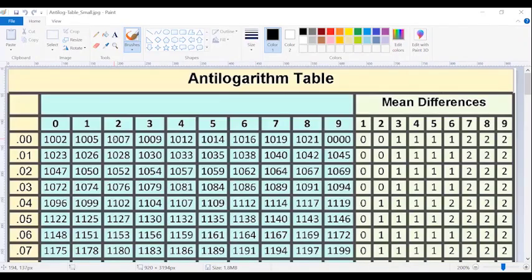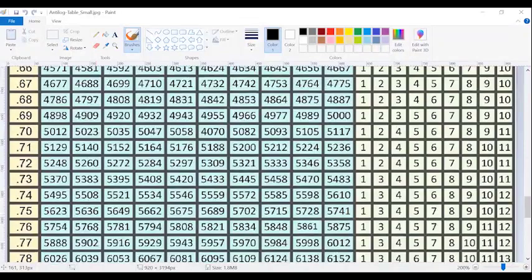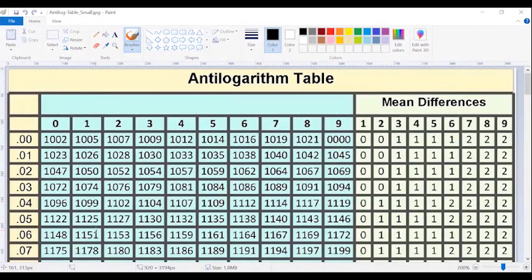Okay, can you see the anti-log table here? Yes, sir. Is the anti-log table visible? Yes, sir. So suppose you are asked to calculate the anti-log of 1.5247. Say this is the number.